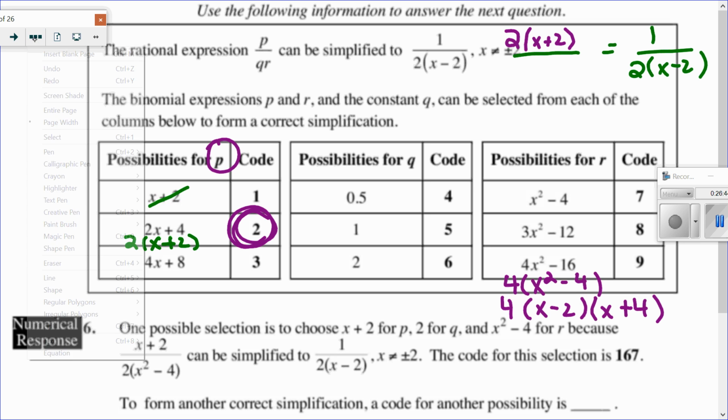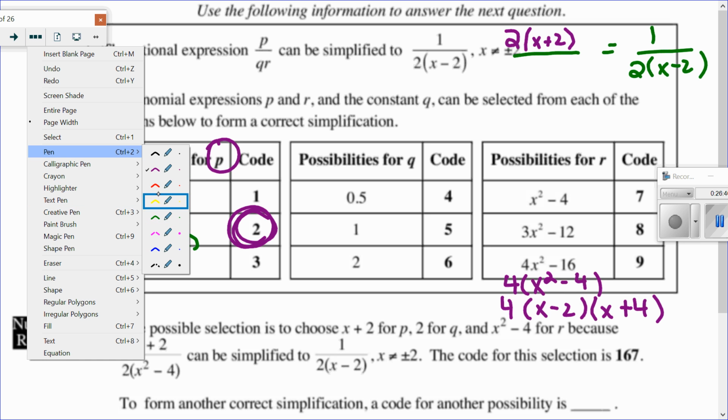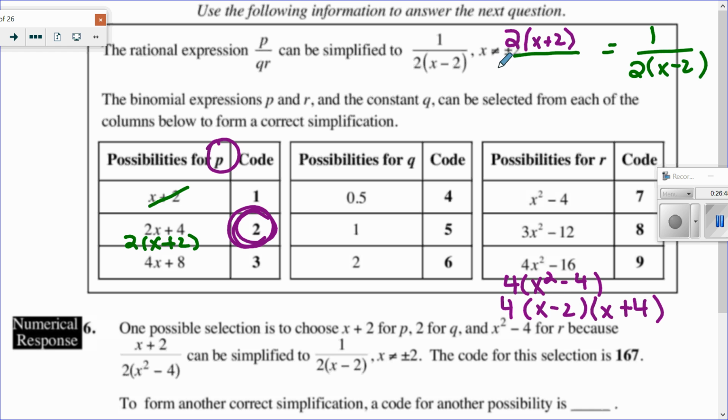Let me use a different color here. I'm going to put this whole thing on the bottom. So on the bottom, I'm going to have 4 times x minus 2, x, oh, that should be a 2, not a 4. Difference of squares, square root, yes, x plus 2. If this was my expression, my x plus 2's would cancel. I'd be left with an x minus 2, which is good. And then 2 over 4 in lowest terms is 1 over 2. So if it looked just like that, it would be perfect.